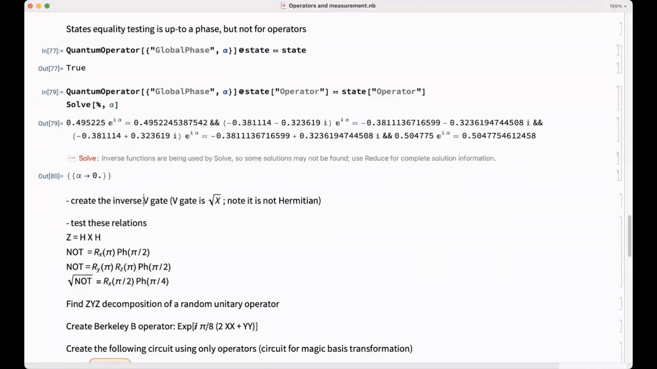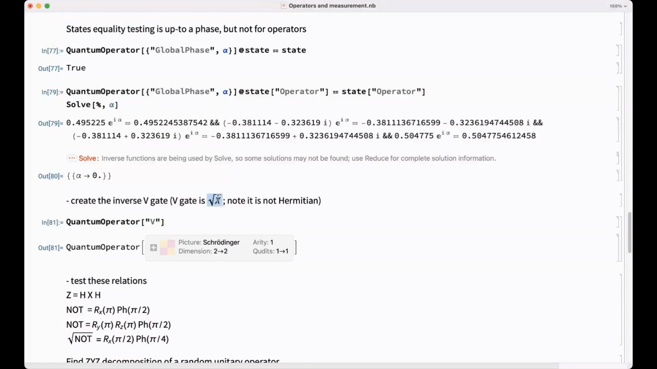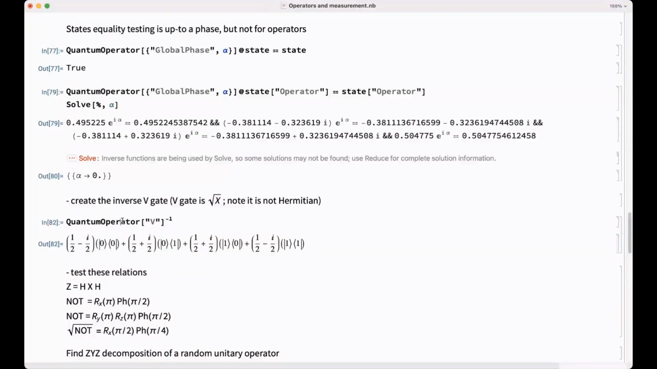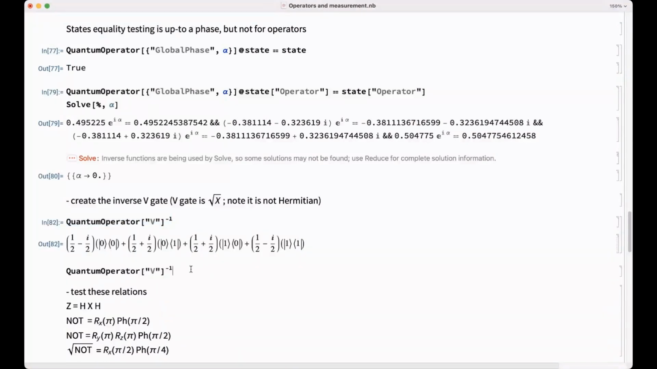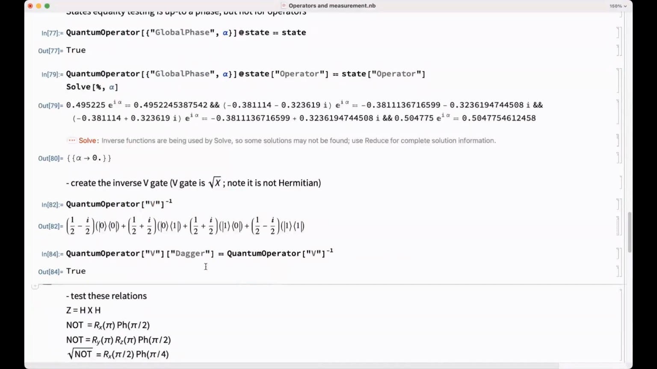Okay, so let's see, creates the inverse. So V gate, which is again there. Inverse is basically the conjugate transpose or dagger of that. How can we create that? Would this work? Let's check if it's the same as dagger. We can check that. I never tested that. Okay, that's interesting.